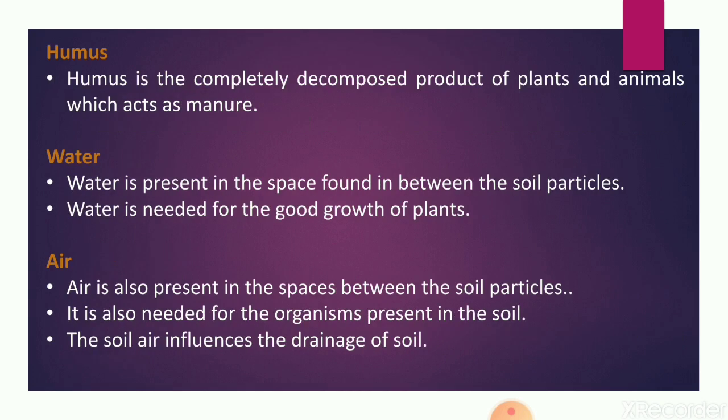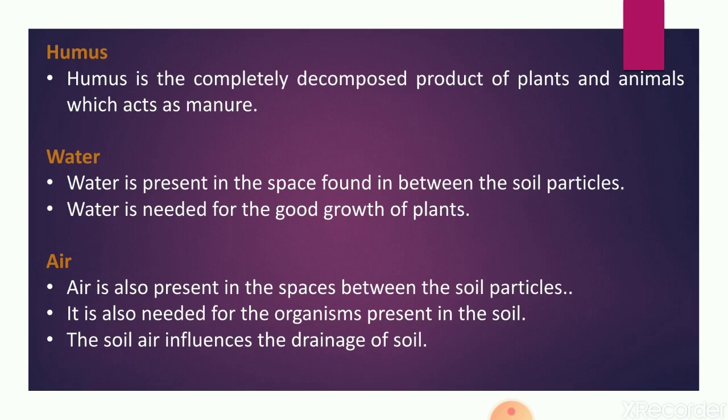Next is humus. Humus is a completely decomposed product of plants and animals, as we have studied, and humus acts as manure because it increases soil fertility. Next is water. Water is present in the spaces between the soil particles, and the water holding capacity of soil depends on its texture, which we will study now. Water is one of the components of soil, and it is needed for the good growth of plants.